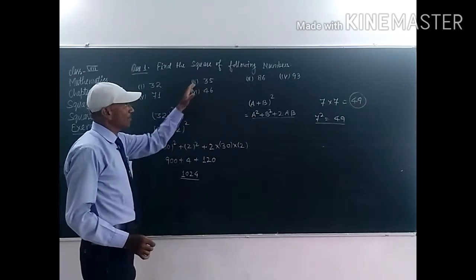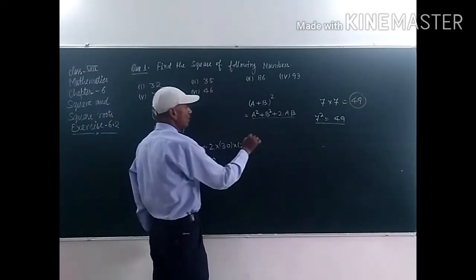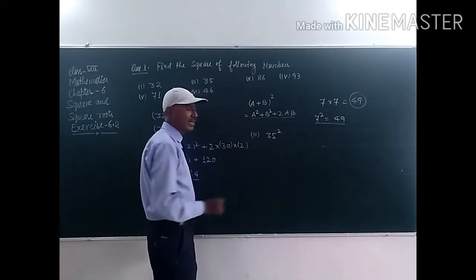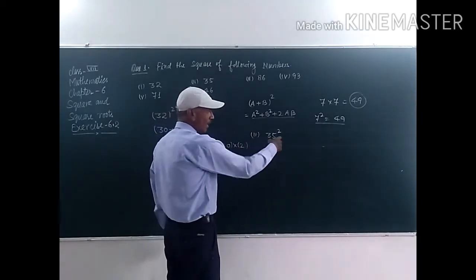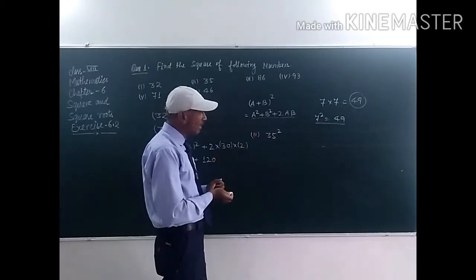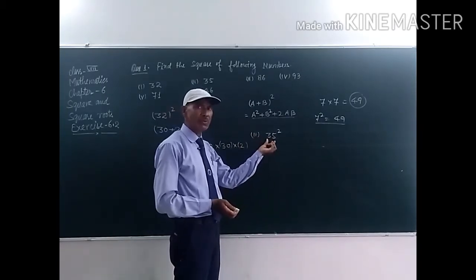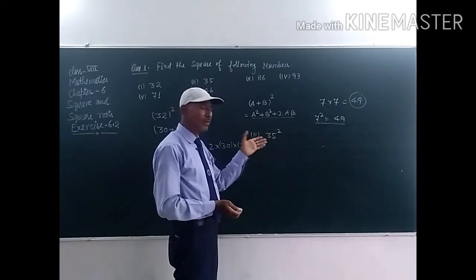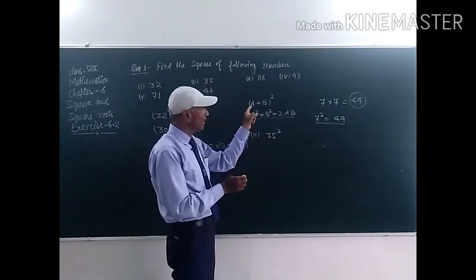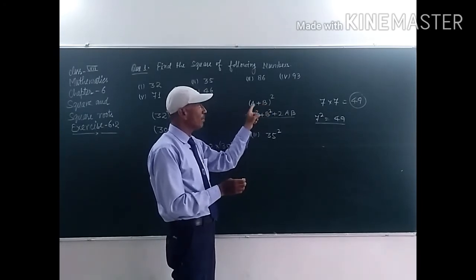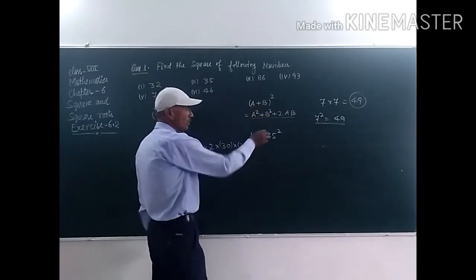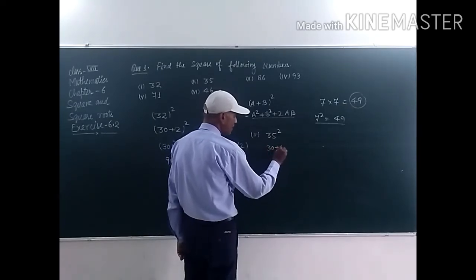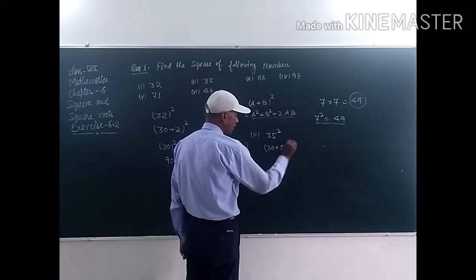Now the second part of this question: we have to find the square of 35. It means 35 square. In the first step we have to split this number into two parts such that 30 plus 5, or we can write it as 40 minus 5, but in that case we have to use a minus b whole square. So this one will be 30 plus 5 whole square.